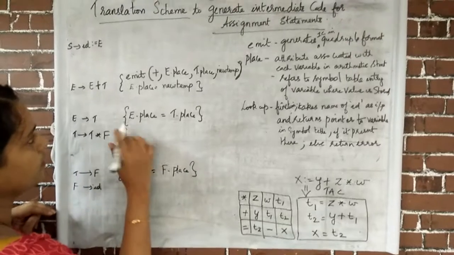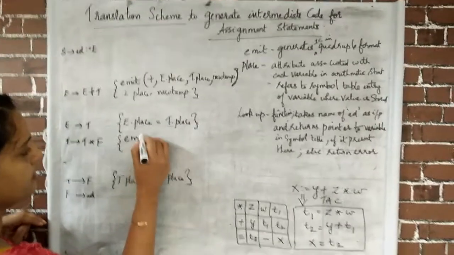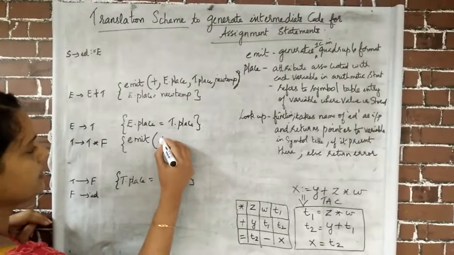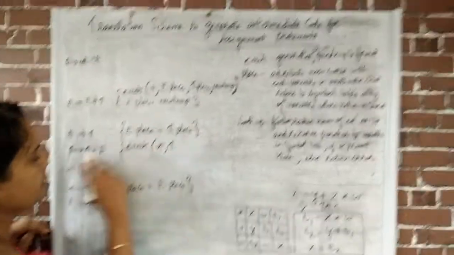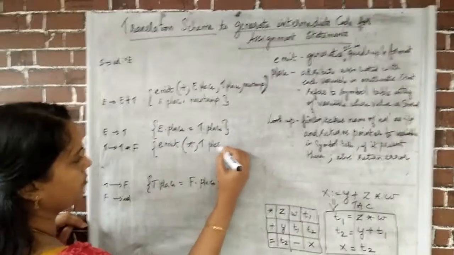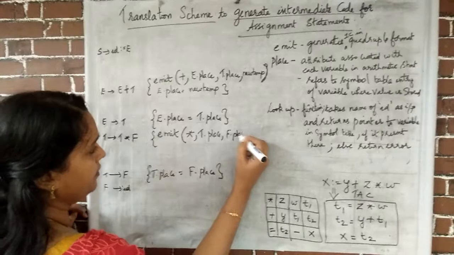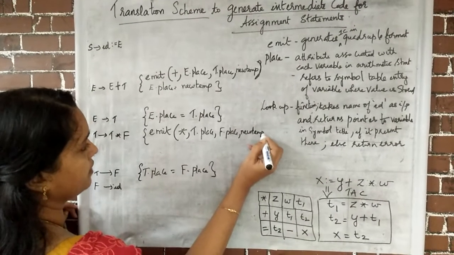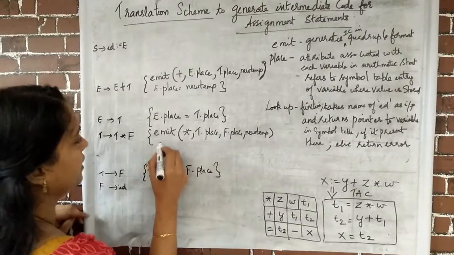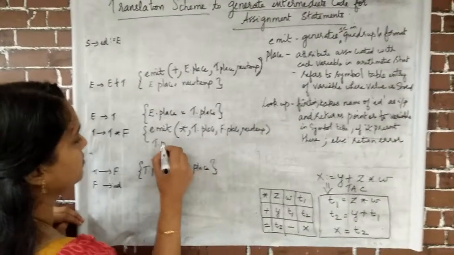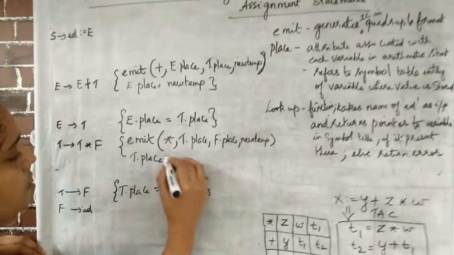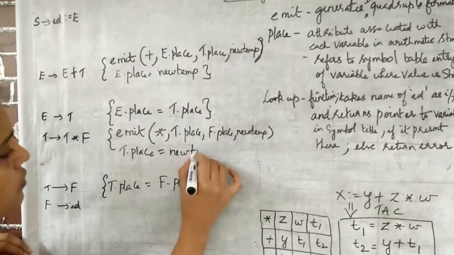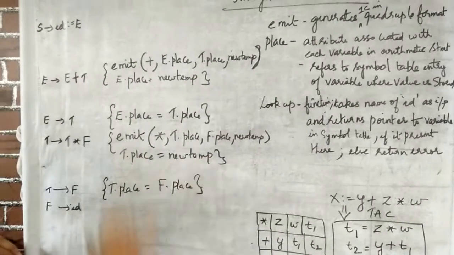Operators involved, so what we have to do? We have to do the emit. We have to enter the quadruple emit. Operator is star. Your first operand is t, so t.place, comma, f.place, comma, the result has to be assigned to a new temporary variable, new temp. Again, that value of new temp must be assigned to t. So t.place is equal to new temp, right?